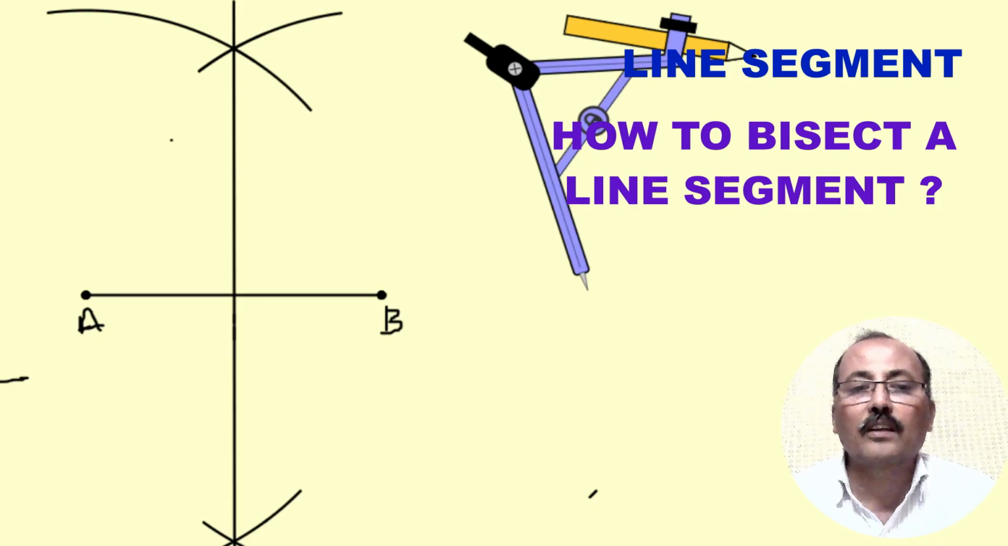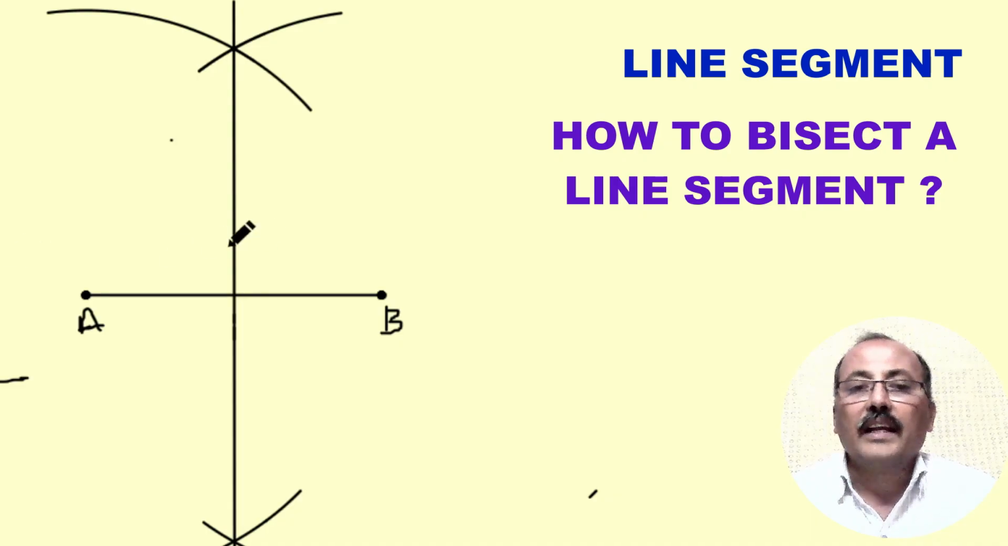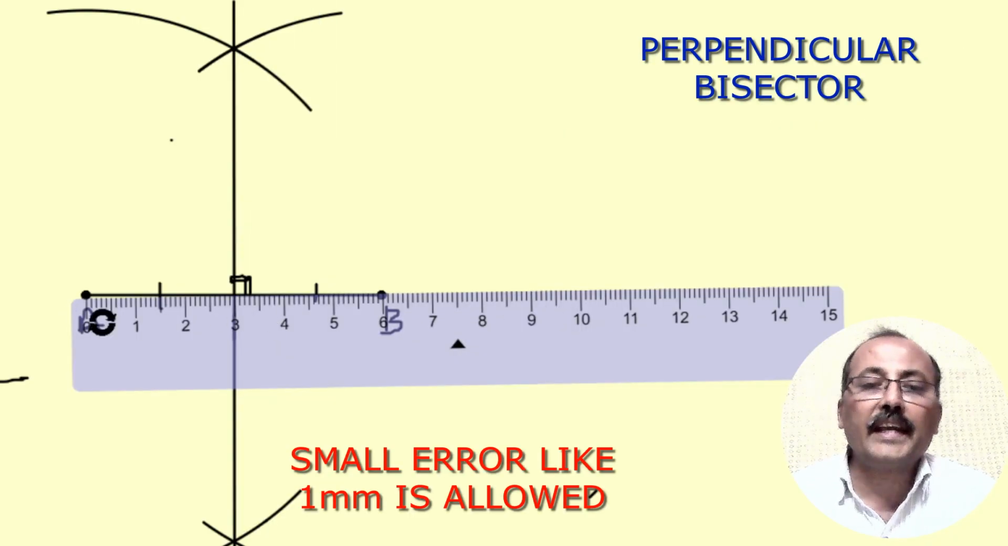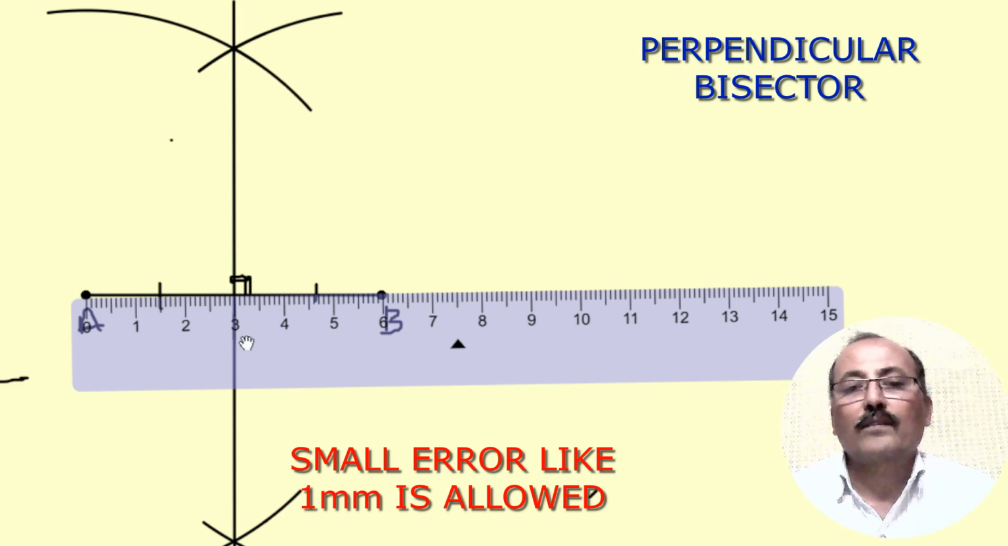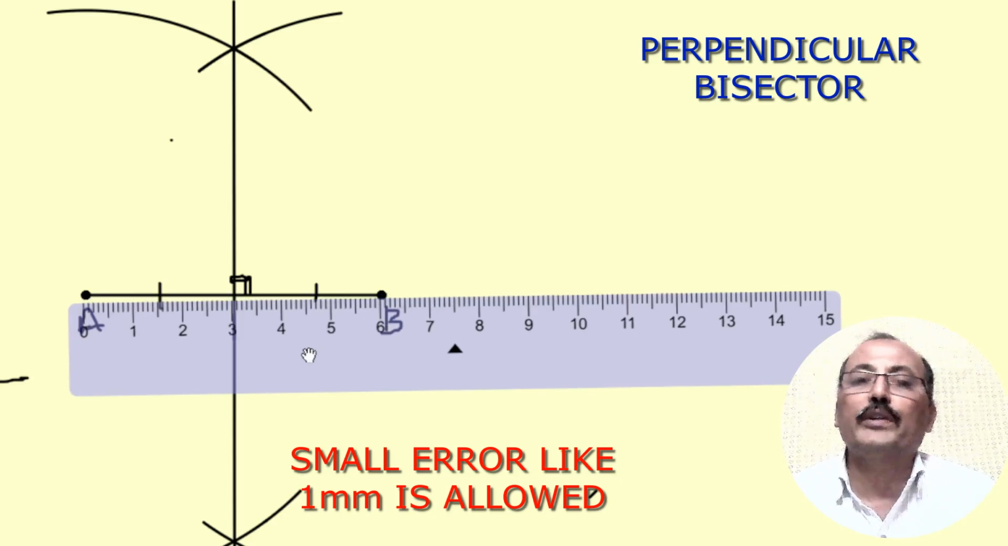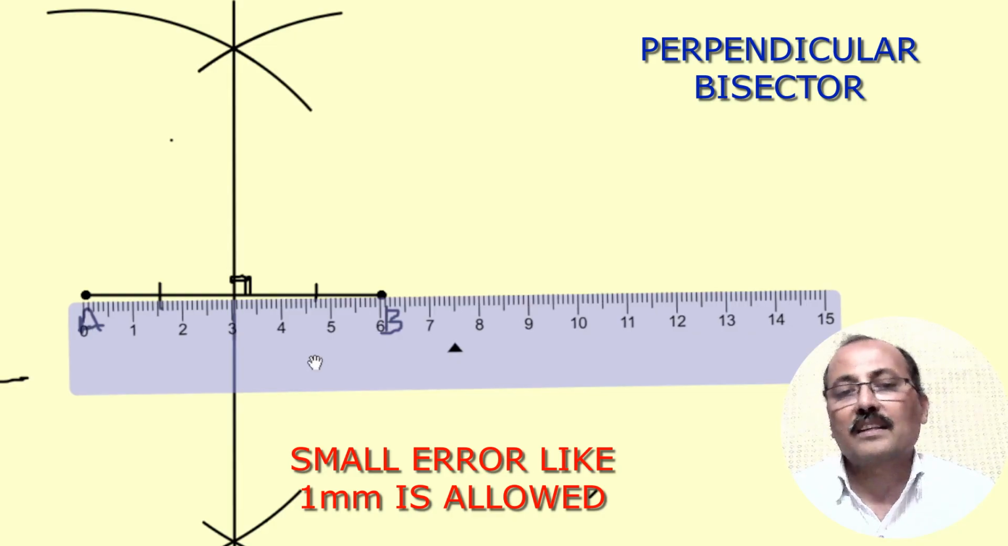Why a perpendicular bisector? It is also perpendicular. This line segment is perpendicular, and it divides this one into two equal parts. How to know? Check this one. From A, that center point is exactly 3 centimeters, and from 3 to 6 it is there. That means it exactly divides the line segment into two equal parts. Are you able to understand?